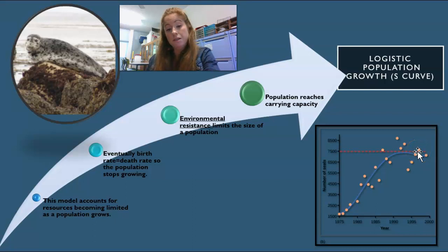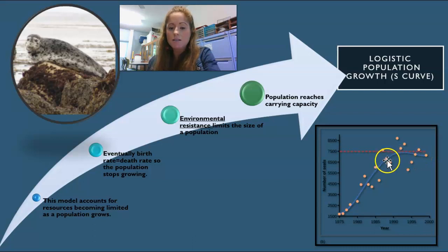This could be due to a predator. It could be due to limited food source. Could be limited space, limited mates, that sort of thing. Any of those limiting factors can cause the population to sort of level off, you could say.